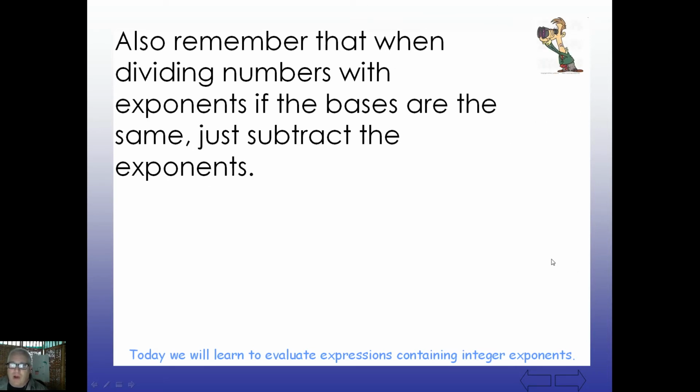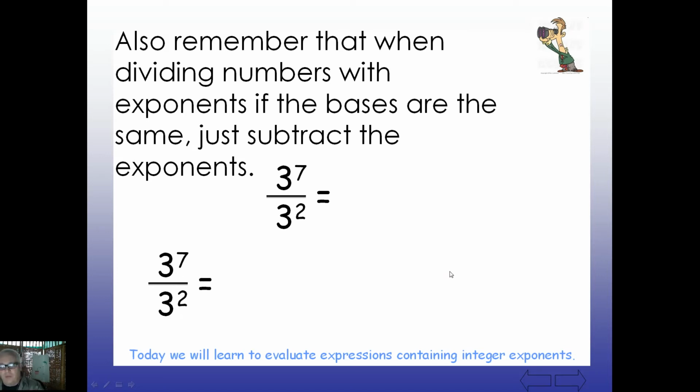Also, remember that when dividing numbers with exponents, if the bases are the same, we simply subtract them. So this is something you may have seen earlier, but we're going to go over it quite extensively here. If we're multiplying, we're going to add. Well, what's the opposite of multiplying? Dividing. What's the opposite of adding? Subtracting.